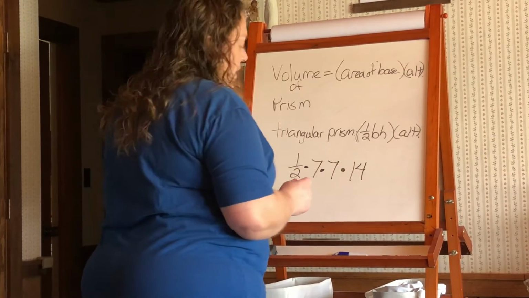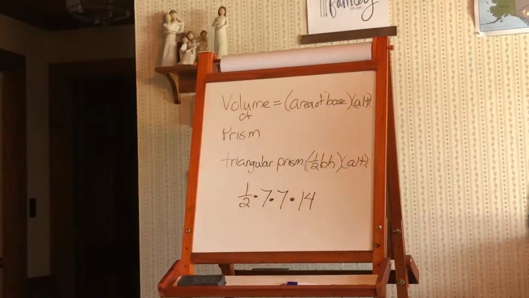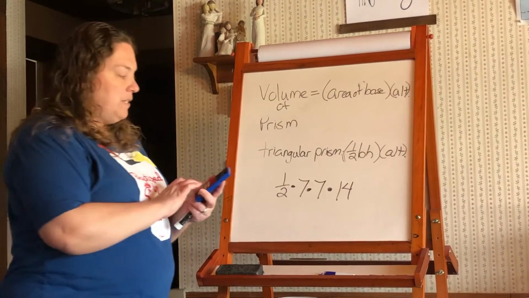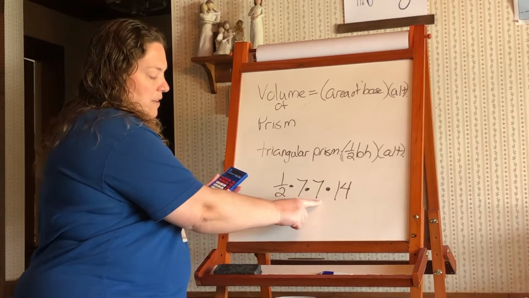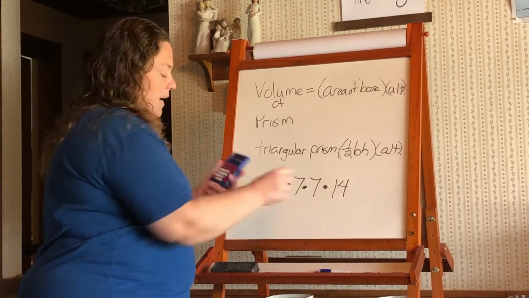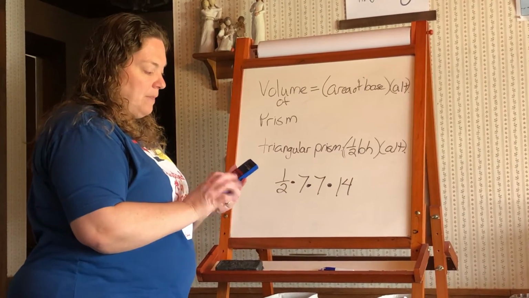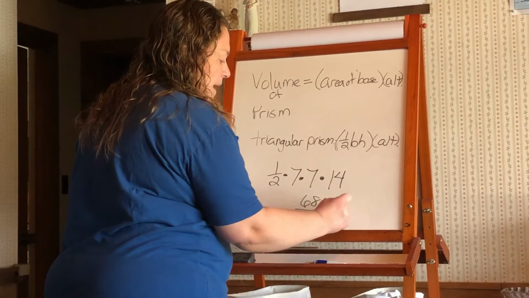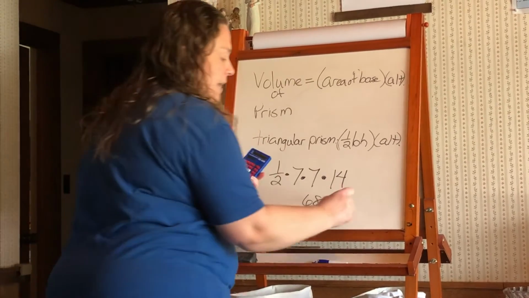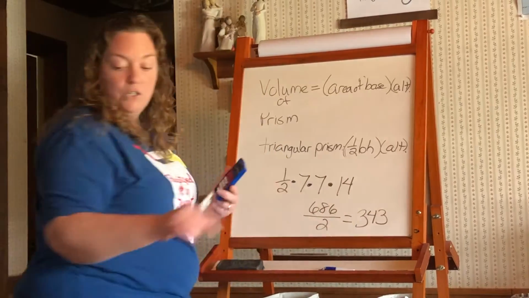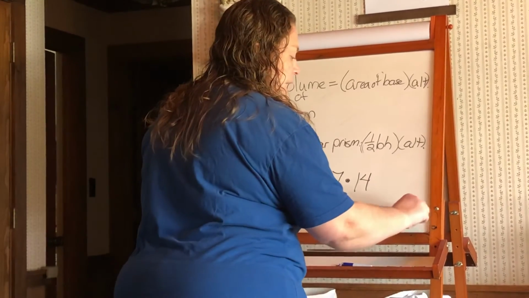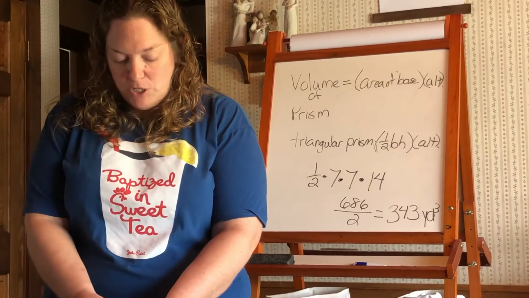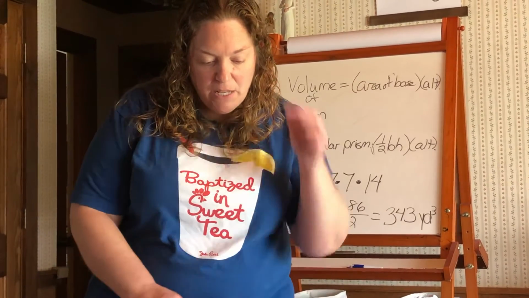Okay? So here, I'm going to grab Zach's calculator real quick because he's filming on my phone and that's where my calculator is. So I'm going to do 7 times 7 is 49. 49 times 14 is what I'm going to do in here. And I got 686. Now I'm going to divide that by 2. And the answer is 343. Look, the unit of measure is yards. And because it's volume, we're going to put cubed. Okay? Turn the page. Let's look at page 572.